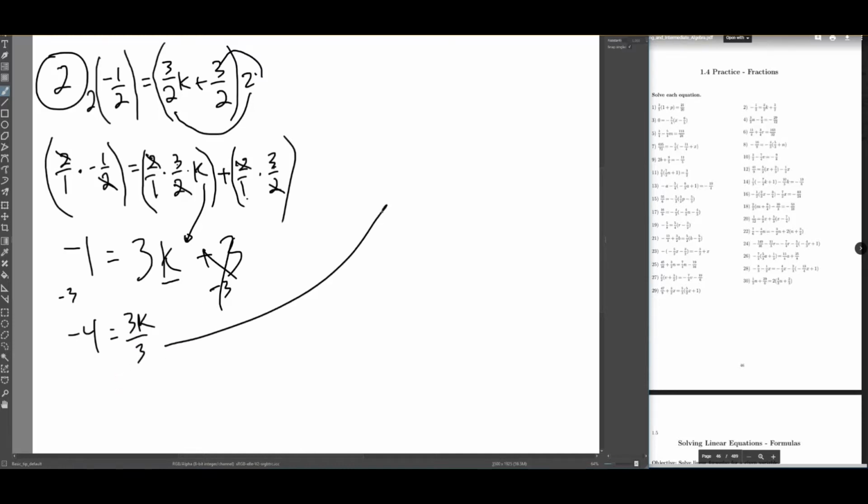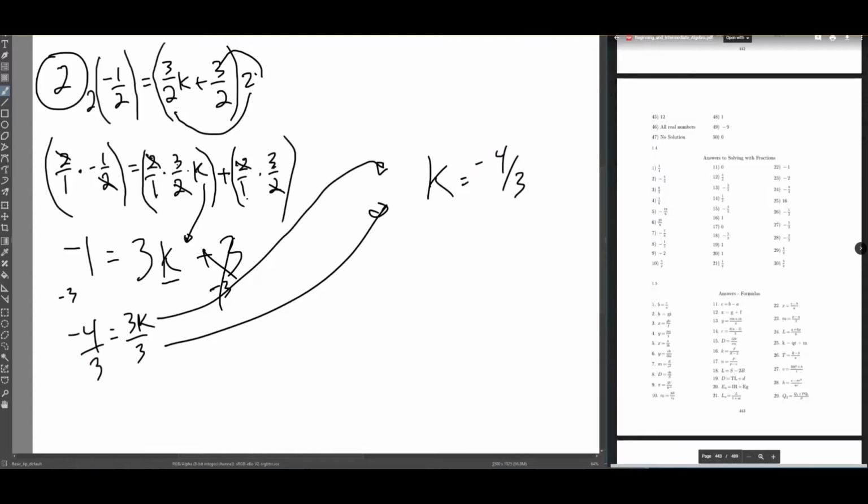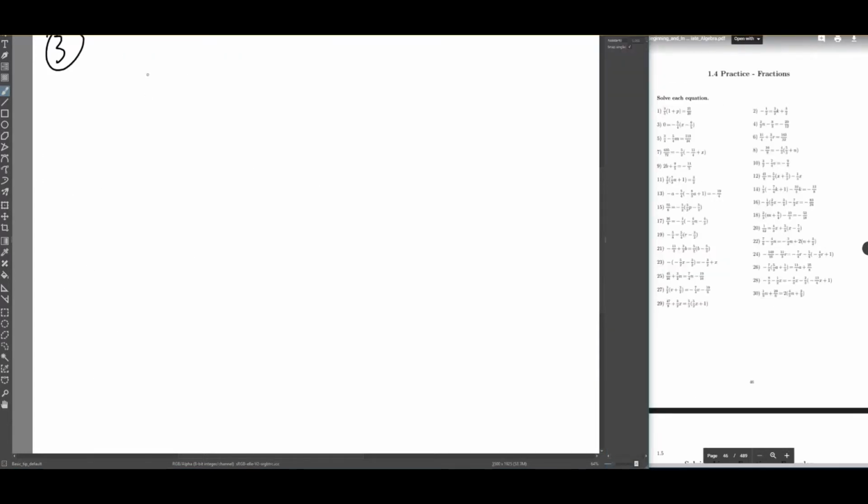I get k equals negative 4 over 3. Is that the right answer? Yes, it is. Right here, minus 4 over 3. Very good. Is this a negative? Am I tripping? Yes, this is a negative.